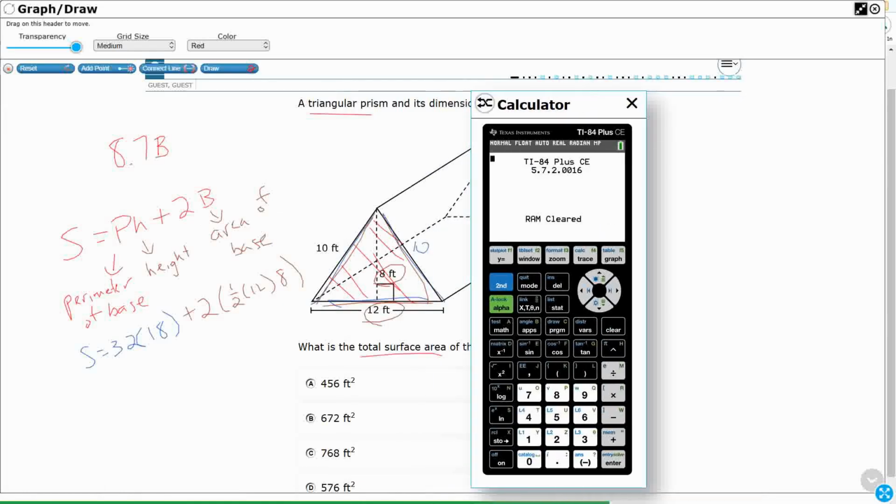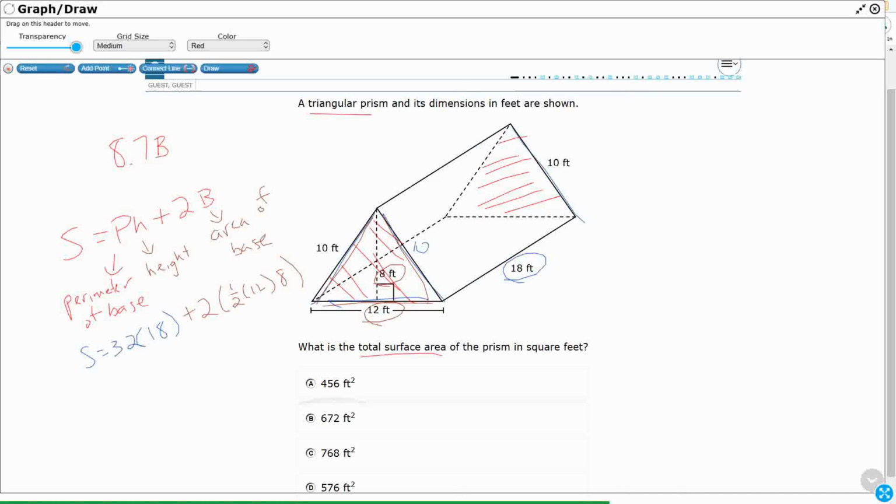So let's do this. We're going to do 32 times 18, right? That's the perimeter times the height. We went ahead and just mentally calculated that perimeter of the base, the 10, 10, and 12. The height is 18. Then we're going to add 2 times, and then we've got our area of a triangle. 0.5 times 12 times 8. And there we go. We're going to get 672, and that is our answer B right there, 672.